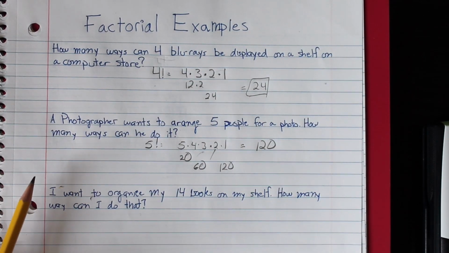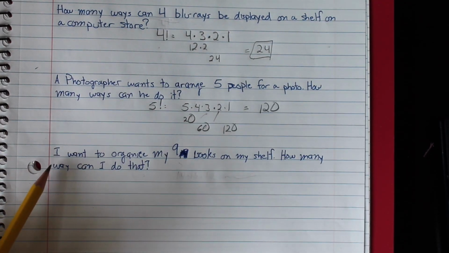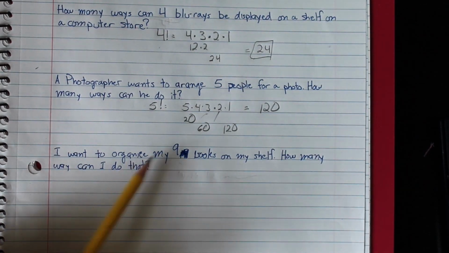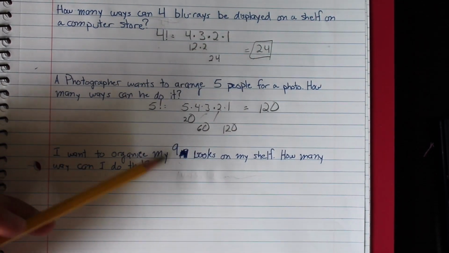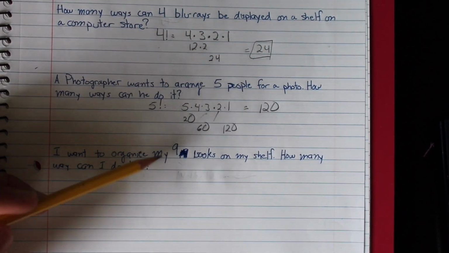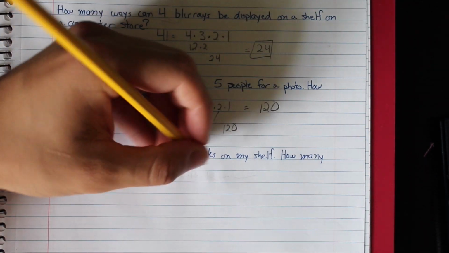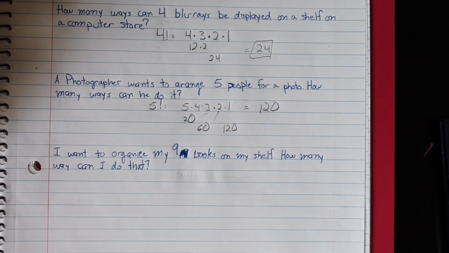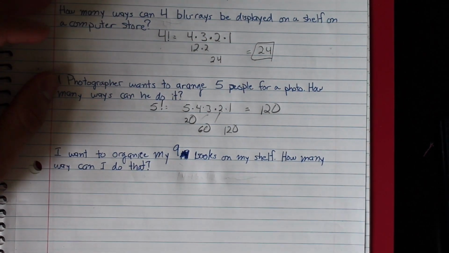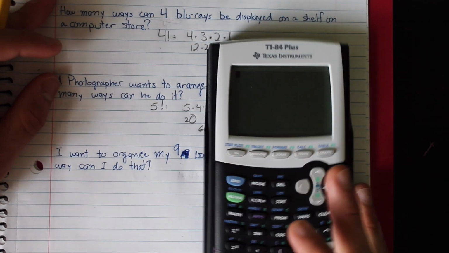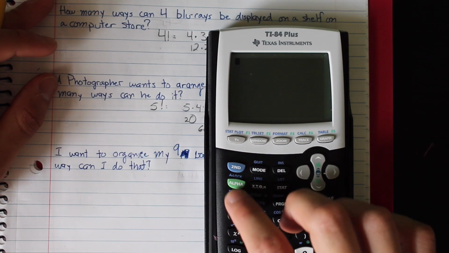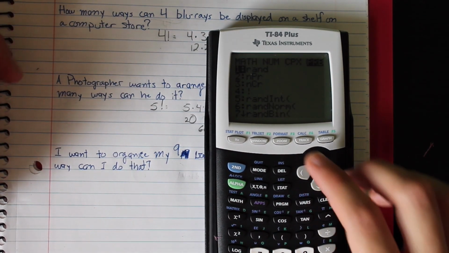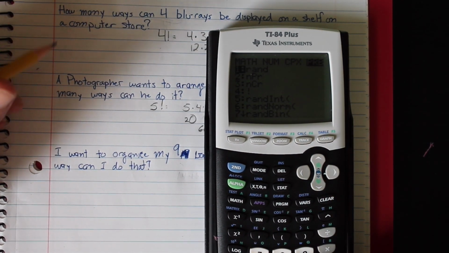Okay, so now let's move on to the next one. This next question says, I want to organize my 9 books on my shelf. How many different ways can I do that? Because this one is a larger number, I'm not really going to do the whole 9 times 8 times. You can do that, and you can even type that on the calculator, and it will get you the answer. But instead, I'm going to use my TI-84 calculator. I'm going to go to the math button underneath the green alpha, and then I'm going to go all the way to PRB, go to 4.